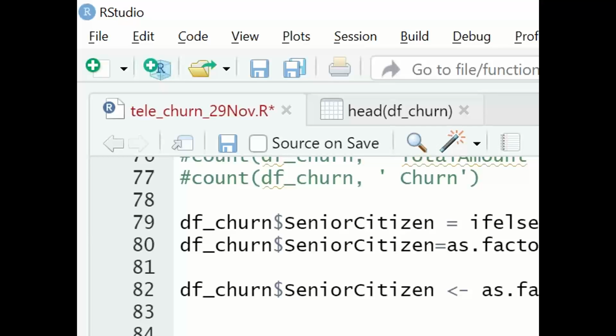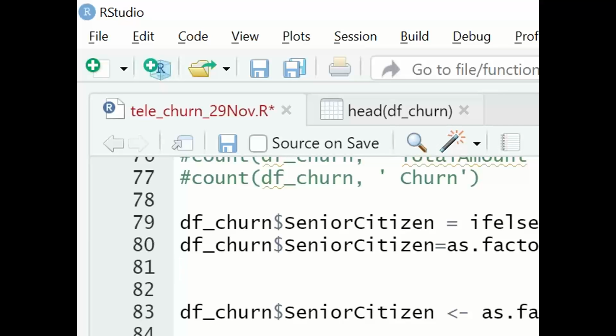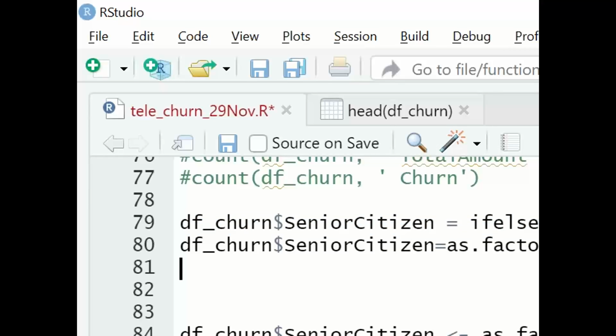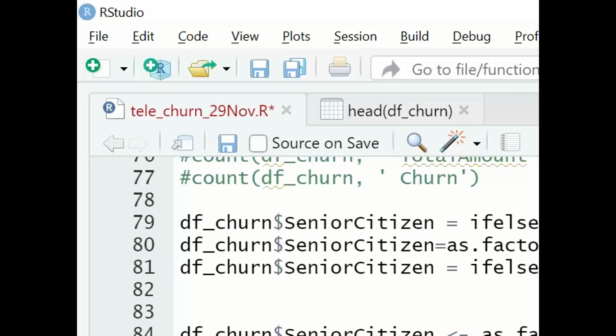Correct class? And if I want to convert the 0 into no and 1 into yes, I can straight away write my condition over here. This is a similar condition. I will say if else, if the value is equal to 0, I would like to call it no, otherwise yes.